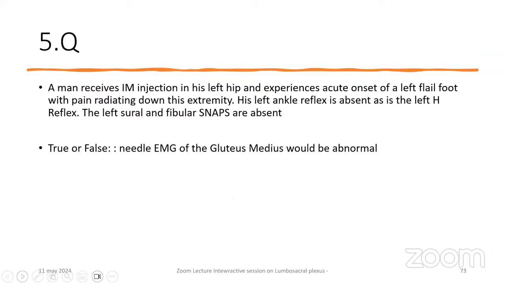A man receives an IM injection in his left hip, and experiences acute onset of a left flail foot with pain radiating down this extremity. The left ankle reflex is absent, as is the left hitch reflex. The left sural and fibular SNAPs are also absent. Needle EMG of the gluteus medius would be normal. Is it true or false?